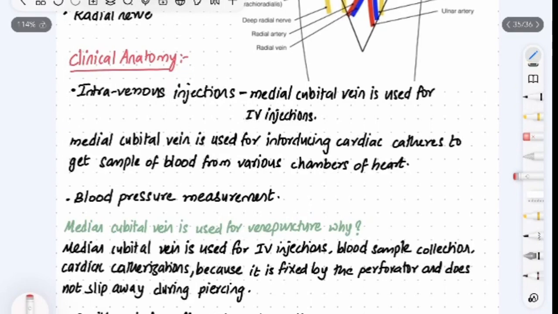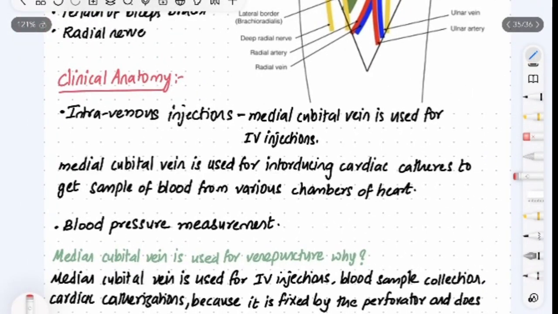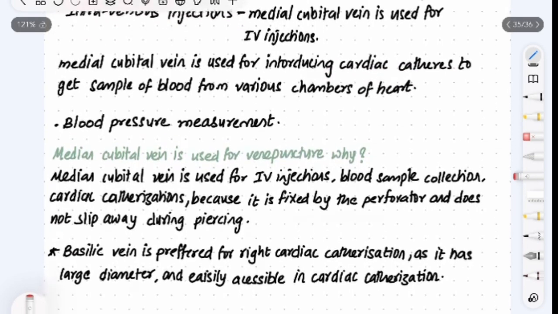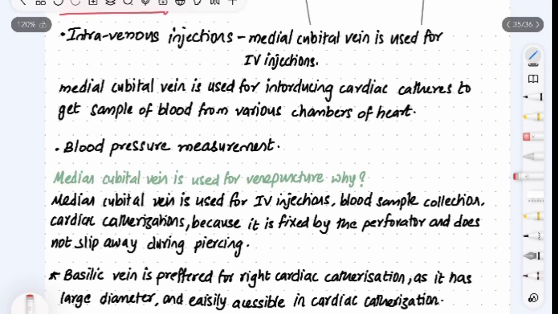And the clinical anatomy of cubital fossa. The main clinical use is intravenous injections. For intravenous injections, the medial cubital vein is used. The medial cubital vein is also used for cardiac catheterizations. As we all know, the cubital fossa is also used for the measurement of blood pressure. Of course, we have all done it in our physiology labs, right? So it is also used for blood pressure measurement.